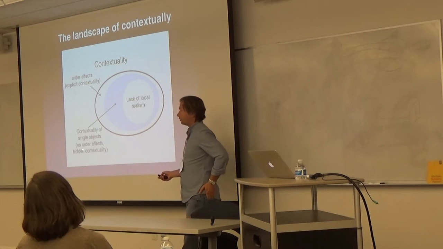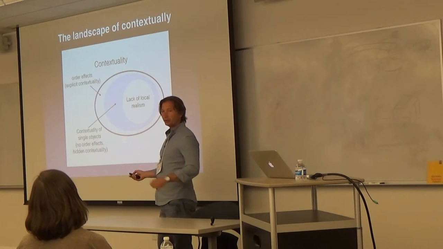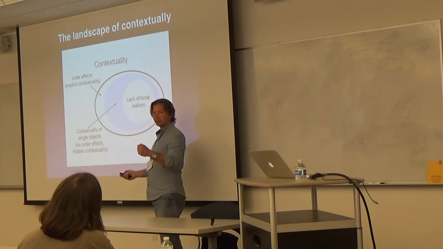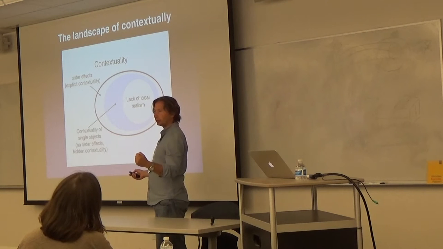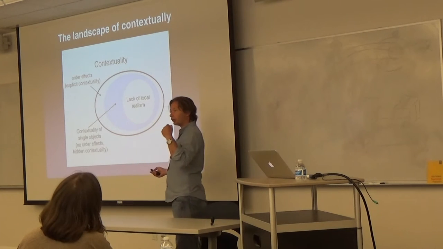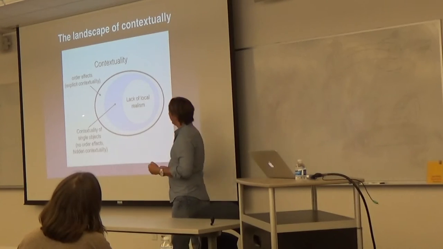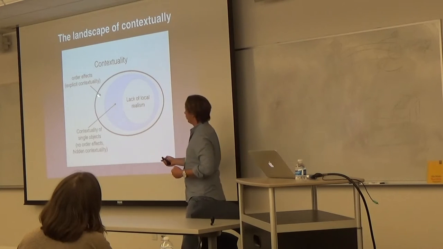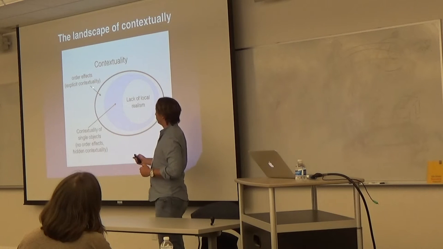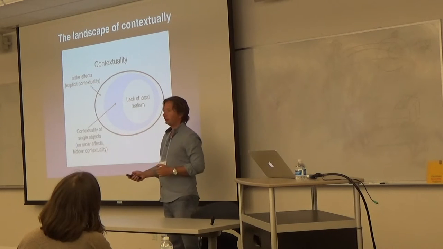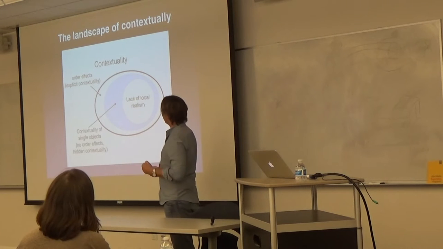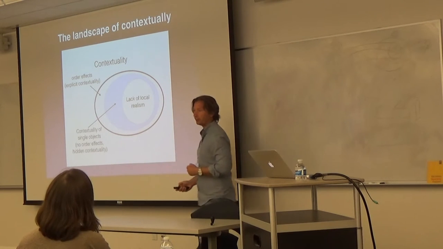So I call it hidden contextuality, because here we see that the probability distributions, the marginal probability distributions, are the same. They are context independent. Whereas there is this broader bubble here, where we have contextuality with other effects. So we see that marginal probabilities depend on the context. That's why I call it explicit contextuality.